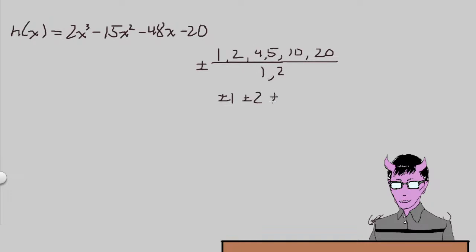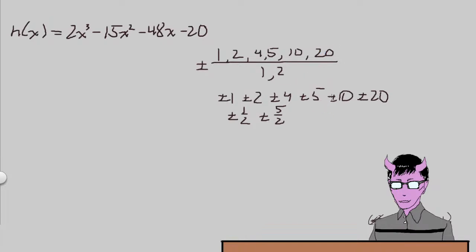So you can see how it can get annoying keeping track of all the candidates. But 4 over 1, 5 over 1, 10 over 1, 20 over 1. And have we missed anything? Yes, we've missed the fractional ones, so we could have 1 over 2. 2 over 2 is 1, we already have that. 4 over 2 is 2, we already have that. 5 over 2 is something novel. 10 over 2, we already have that one.